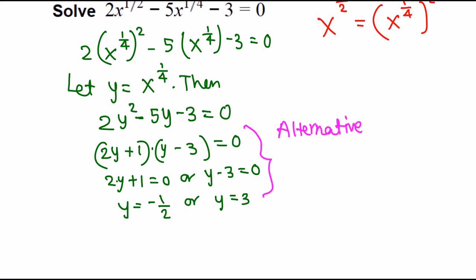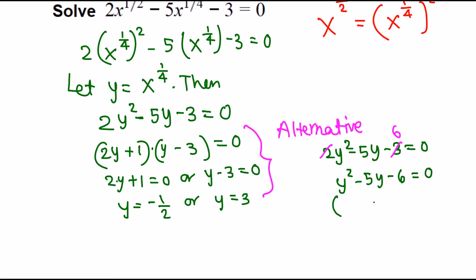It will be longer but might be easier. Let's start with 2y squared minus 5y minus 3 equals 0. Since the leading coefficient is not 1, we were having trouble factoring, but we can multiply 2 times 3, which is 6, and rewrite an equivalent equation: y squared minus 5y minus 6 equals 0. Now its leading coefficient is 1, so this is easy to factor.